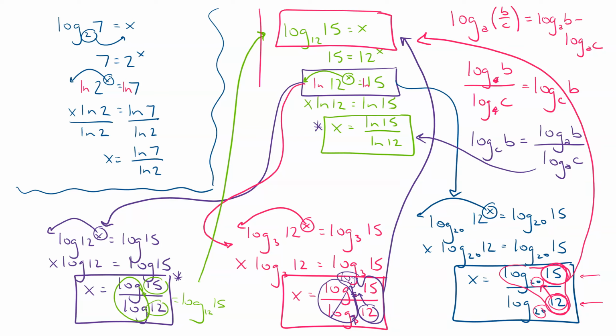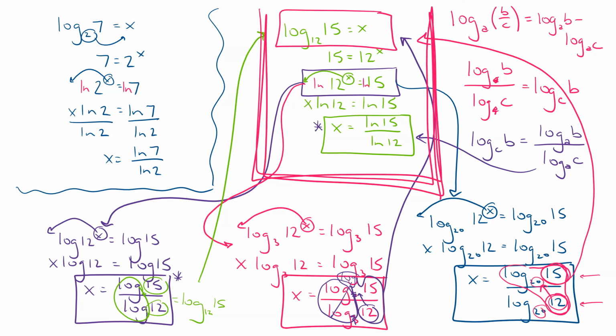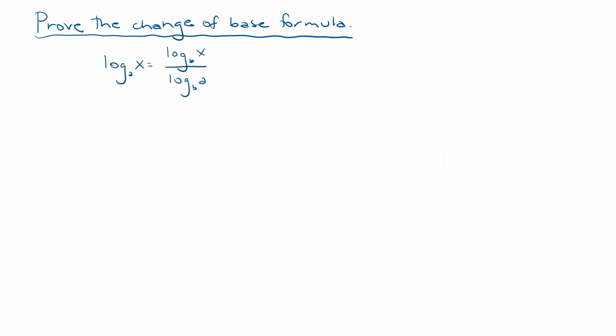Now, I'm still asking you to hold on to this skill that we built because it is far more important than the change of base formula. However, the change of base formula comes up, and because it does, we need to prove it. Since this is a proof instead of a derivation, they're going to tell us what they want us to prove.